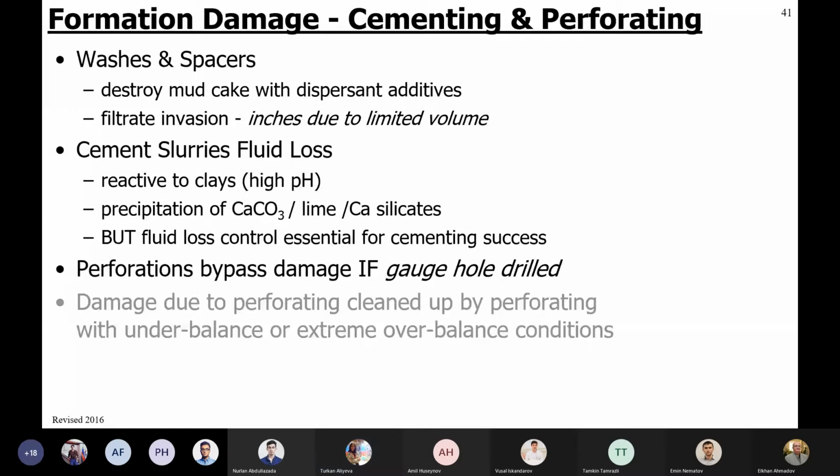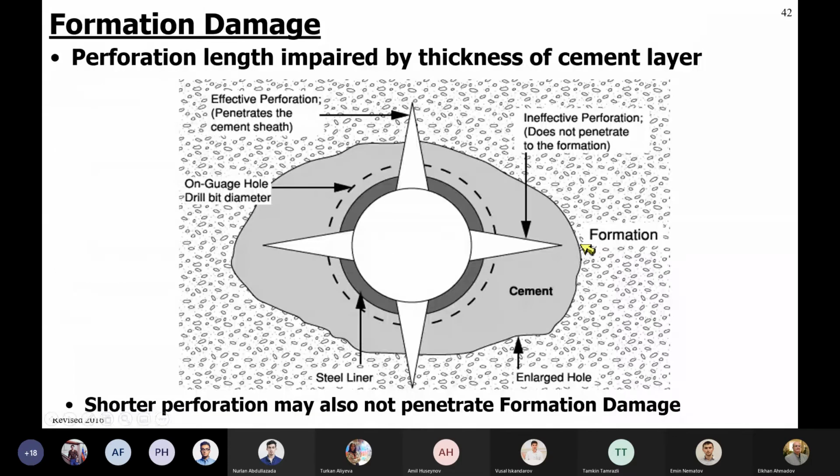So then let's continue again. A gauge hole is the hole when we have a washed zone around the wellbore, and in this case we have to fill all this zone with cement, and then perforations should bypass this cement sheet and damage zone through to the clean reservoir permeability part.